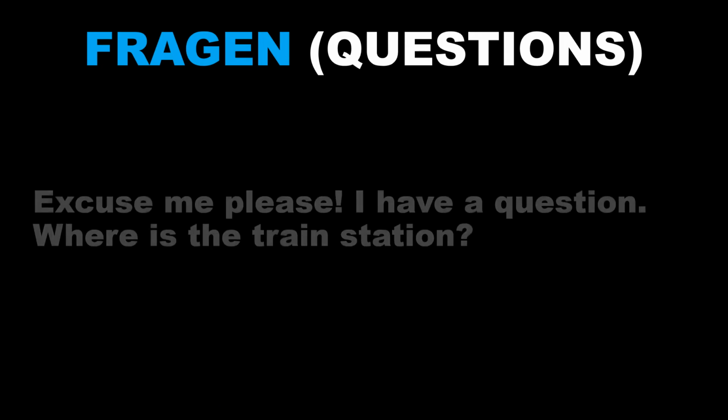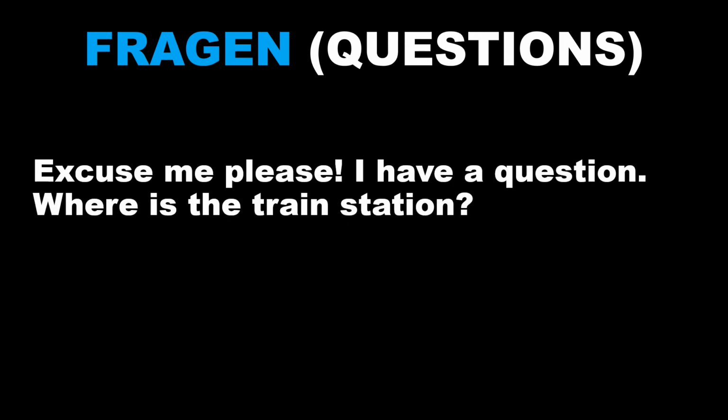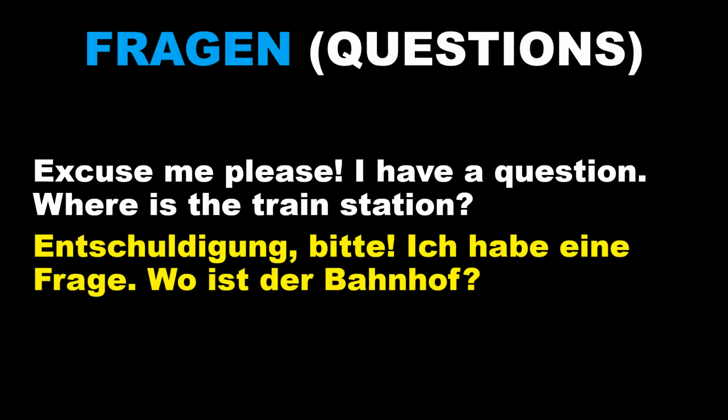Now, the next question. Excuse me please, I have a question. Where is the train station? Entschuldigung bitte, ich habe eine Frage. Wo ist der Bahnhof? Now, if you can see, both these questions are the same. Just the way these questions are being asked is different. So you can use either way, whatever you feel comfortable with. So the question here is, Entschuldigung bitte, ich habe eine Frage. Wo ist der Bahnhof?